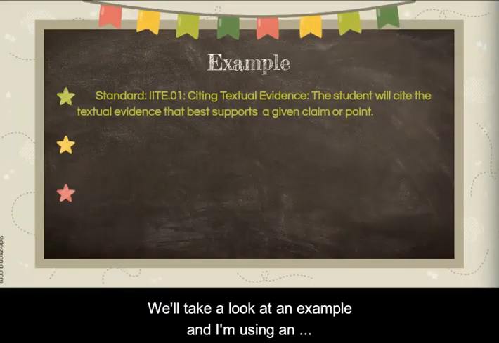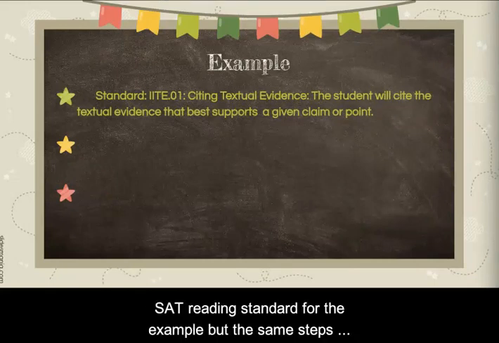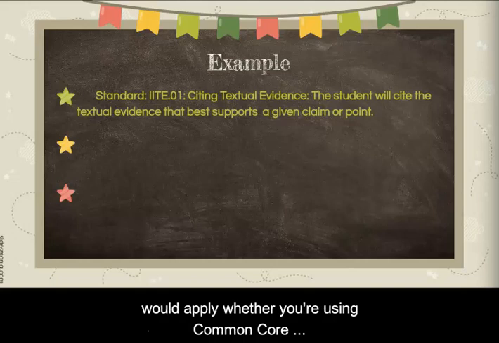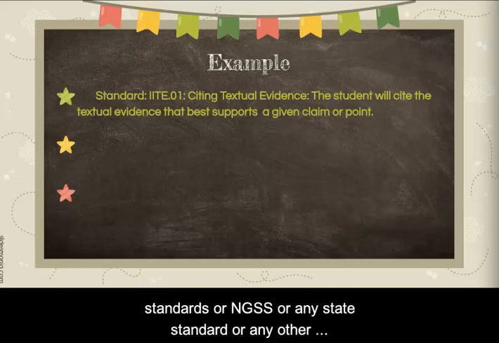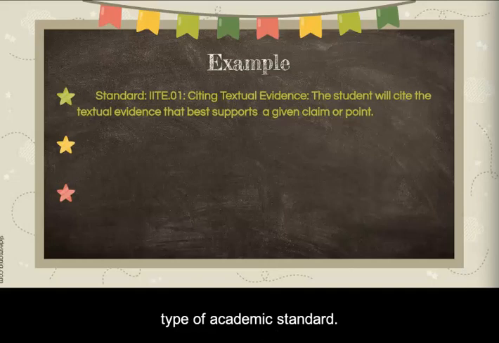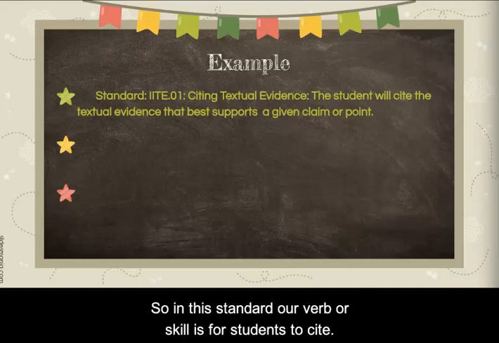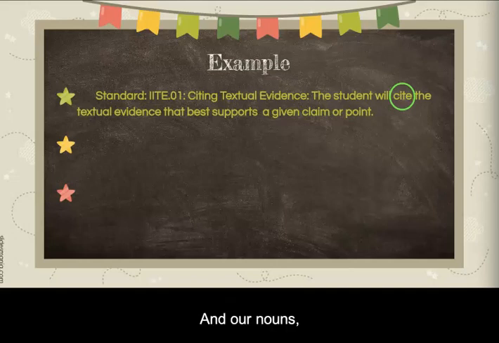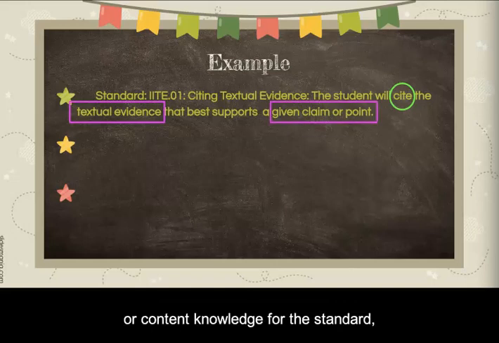Let's take a look at an example. Now, I'm using an SAT reading standard for this example, but the same steps would apply whether you're using Common Core standards or NGSS or any state standard or any other type of academic standard. So in this standard, our verb or skill is for students to cite. And our nouns or content knowledge for this standard are text evidence and claim or point.